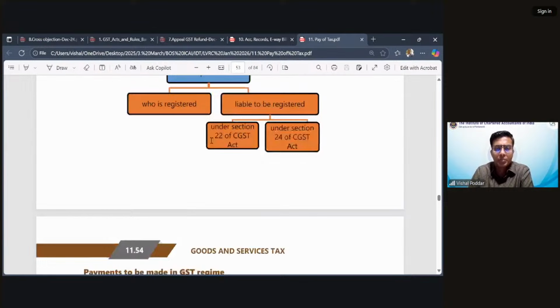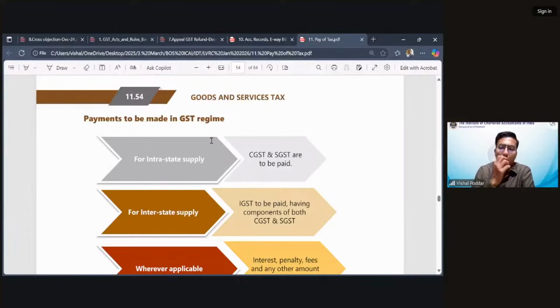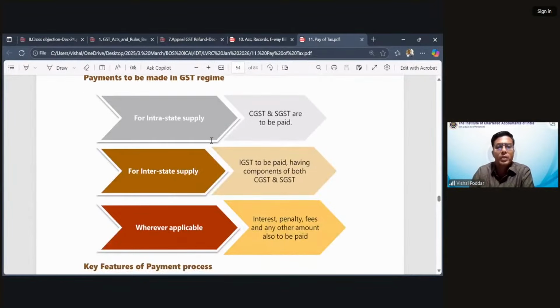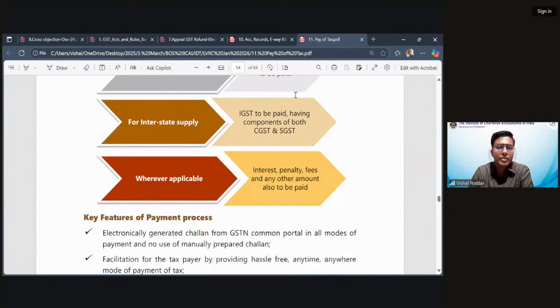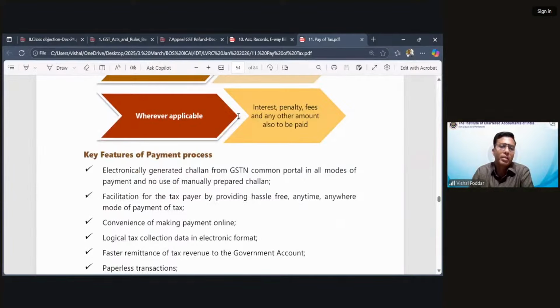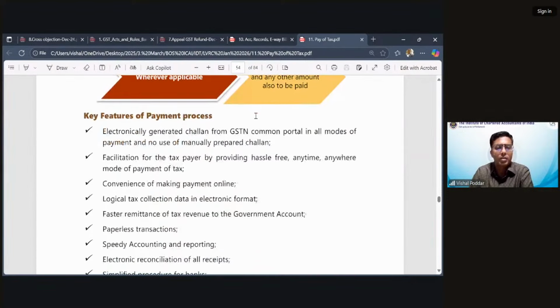Now, firstly, some definitions are given. What are the taxes to be paid? We all know for intrastate supply it is CGST and SGST, for interstate supply it is IGST, and wherever applicable, he may have to even pay interest, penalty, fees or any other amount.